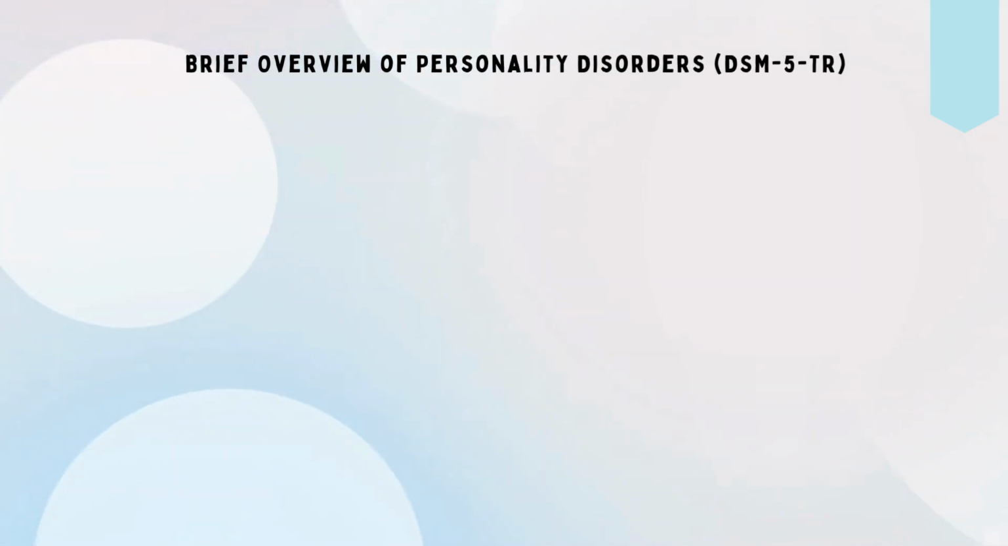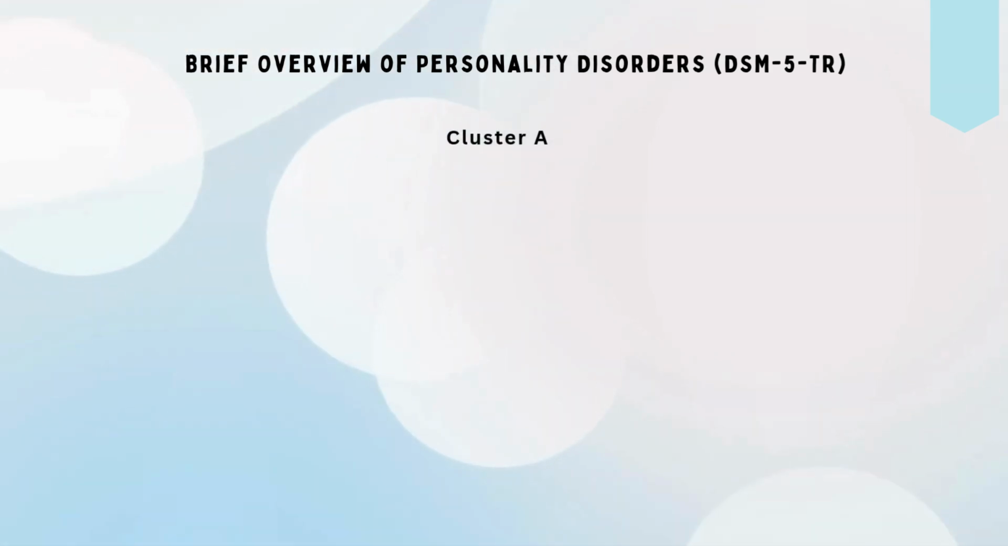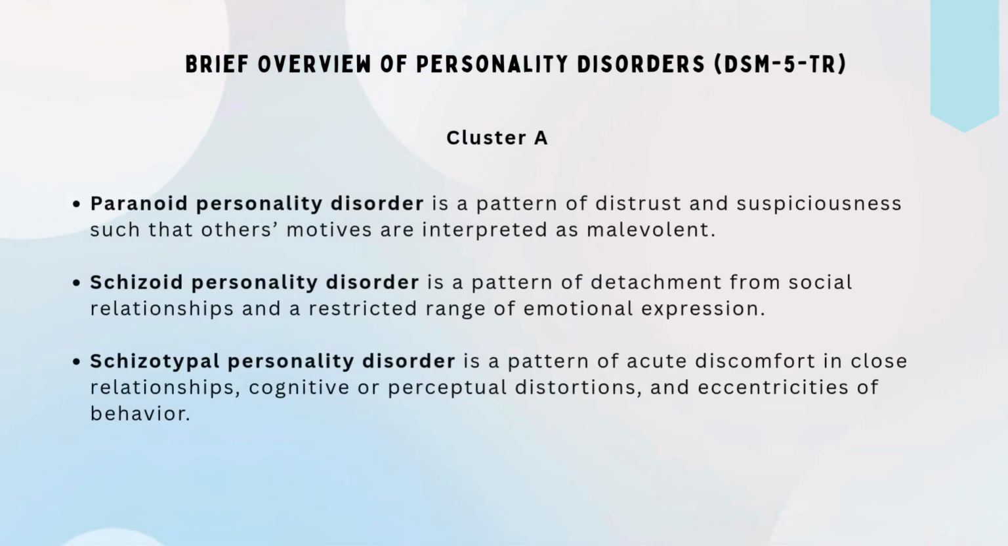Okay, now let's briefly examine each of the personality disorders included in the DSM-5-TR. So starting with cluster A, often referred to as the odd or eccentric cluster. According to the DSM-5-TR, paranoid personality disorder is a pattern of distrust and suspiciousness such that others' motives are interpreted as malevolent. In other words, individuals consistently suspect that others intend to harm, deceive, or exploit them, even when there is little objective evidence to support these beliefs.